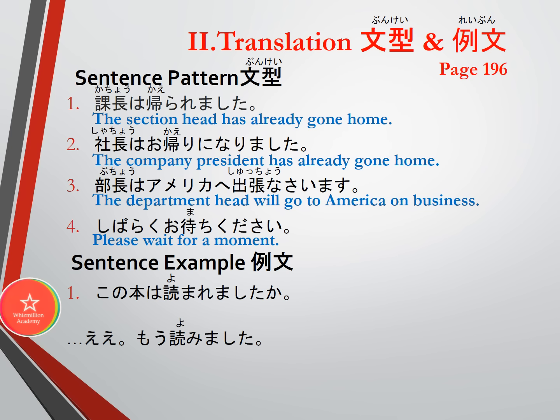These are the 4 Bunkei that we will be learning in lesson 49. The sentence example. この本は読まれましたか? Have you read all of these books? もう読みました。Yes, I have read it all. Notice the question is using sonkeigo. 読みます becomes 読まれました。Over here, the person may reply in a simple form, not polite form, so he simply replies yomimashita.